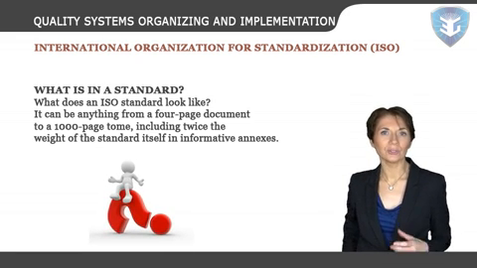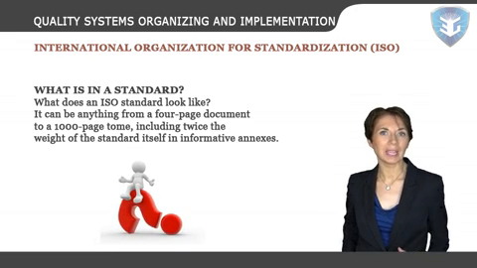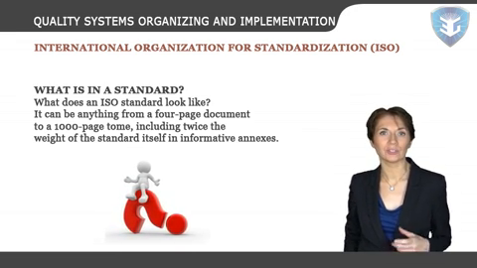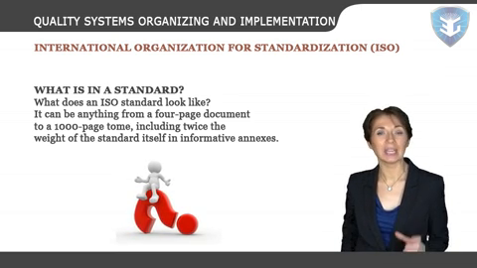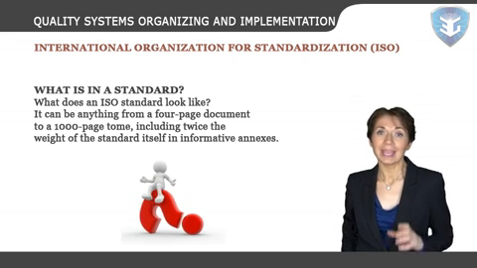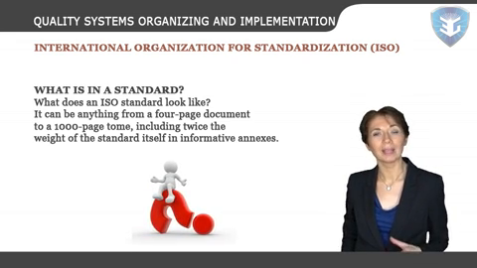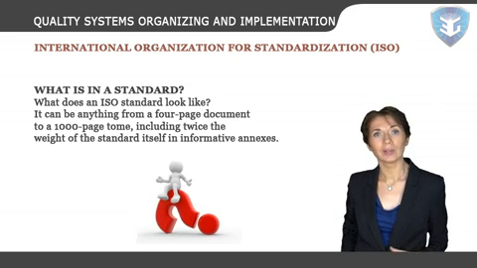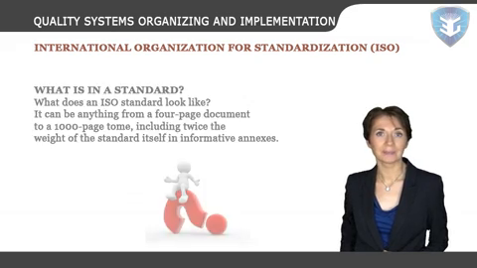What is in a standard? What does an ISO standard look like? It can be anything from a 4-page document to a 1,000-page tome, including twice the weight of the standard itself in informative annexes. It may specify the tasks that a certain range of equipment must be able to perform, or describe in detail an apparatus and its safety features.